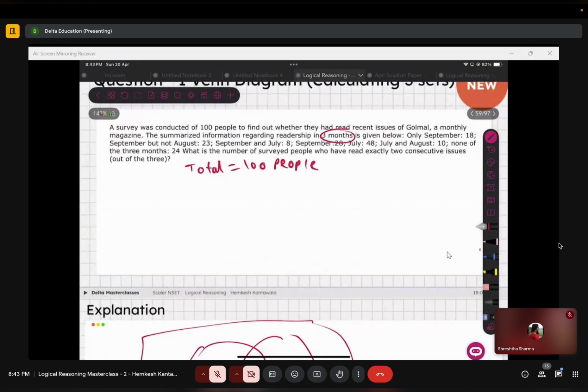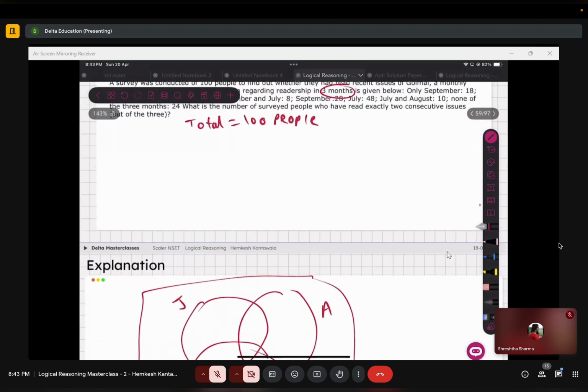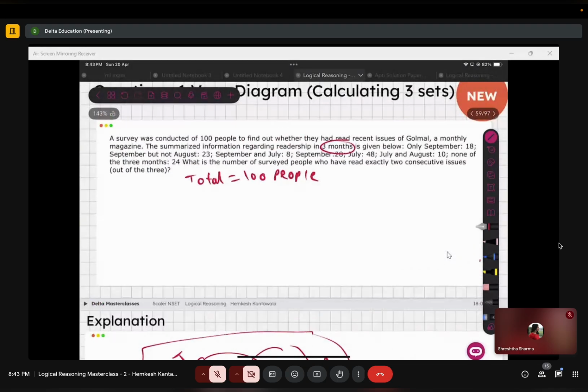I think so, it is September, August, and July. Let me term this as July, this is August, and this is September. The whole circle represents the readership of July, the second whole circle represents the readership of August, and the third circle represents the readership of September, correct? Now, in this type of questions, we just need to put the values and we are good to go.